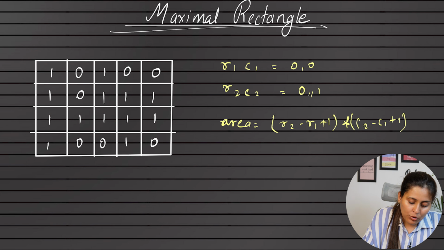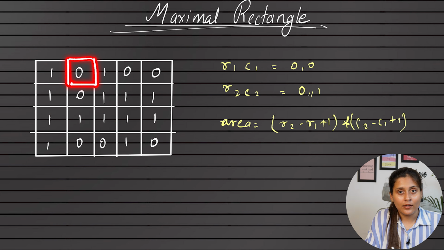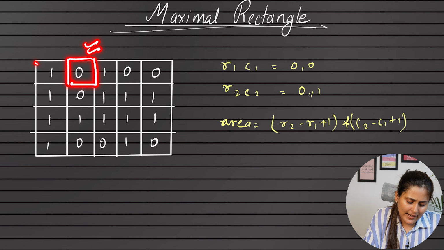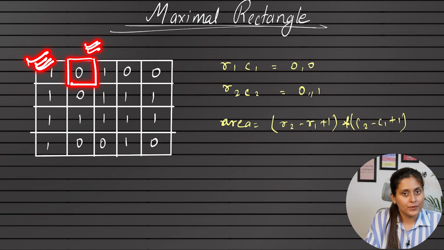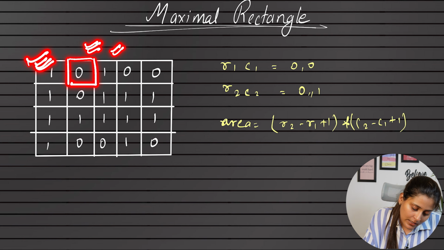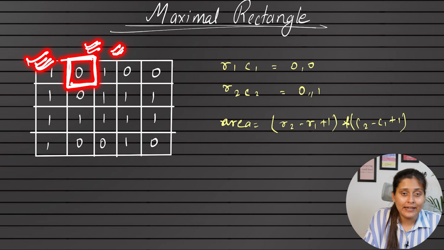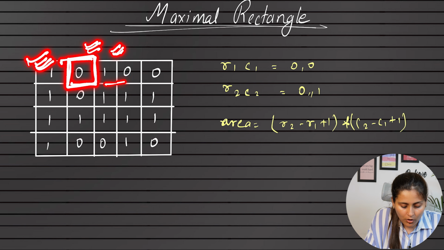Next time, the R1 C1 was 0,0, next time R1 C1 will become 0,1. Now again for this you have to run your R2 C2, but can I take R2 C2 this? No. Why? Because previously we have calculated from here to here. So now in this case, next time we will start from this index itself and go forward.